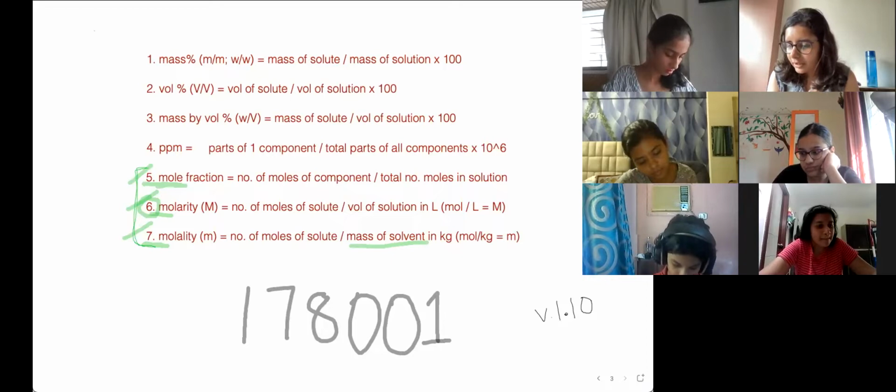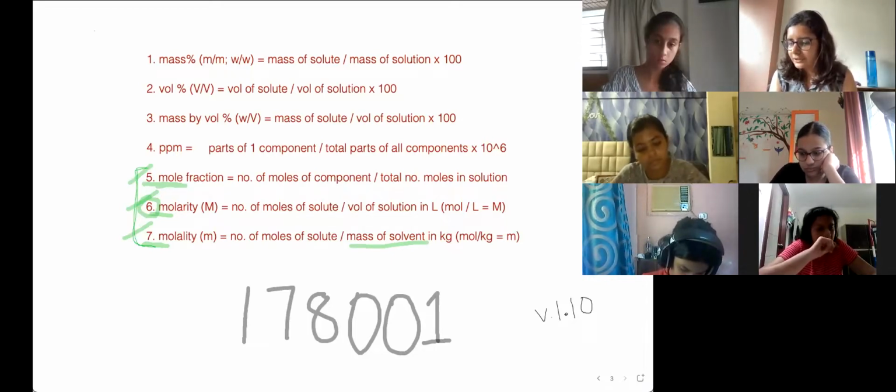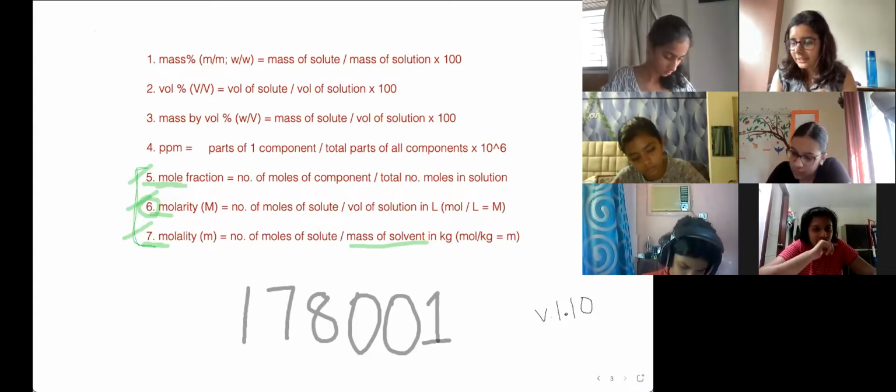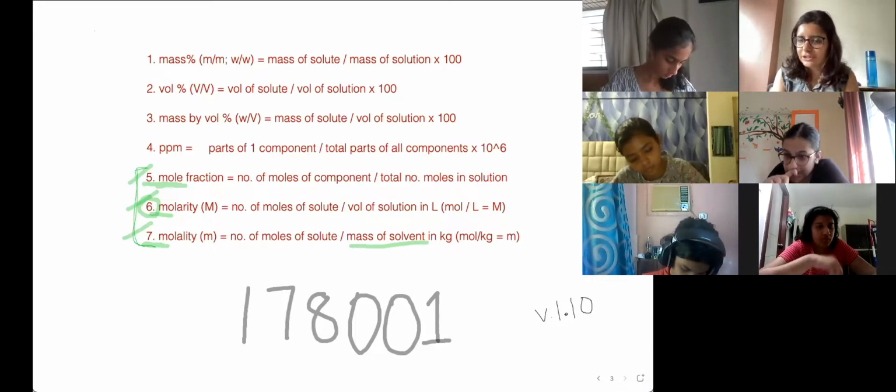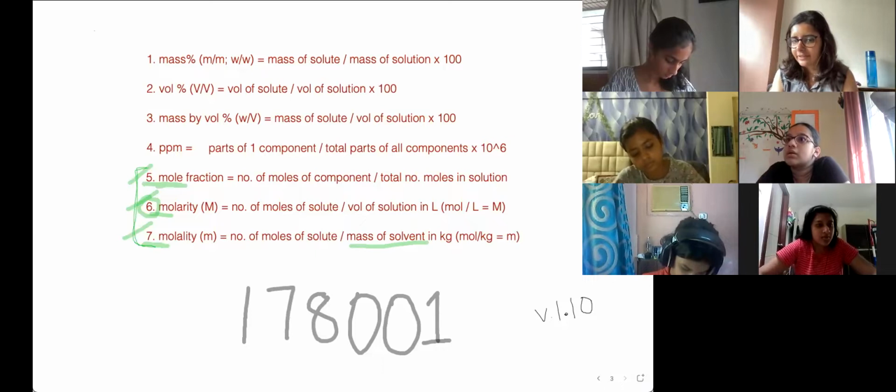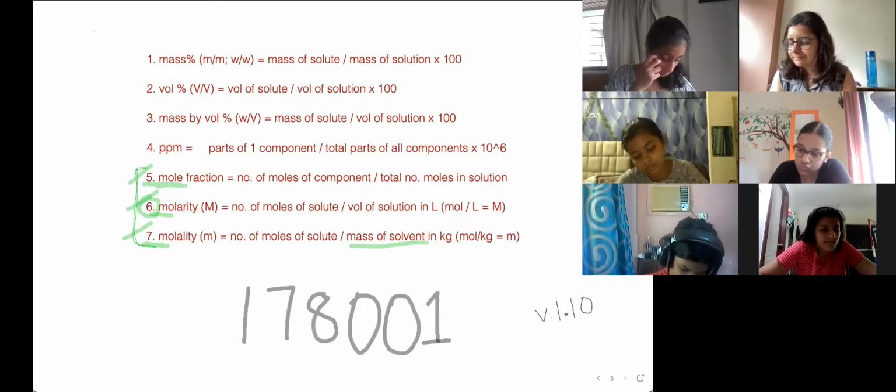Okay. If 0.1 M of silver nitrate and 0.1 M of sodium chloride solution are mixed in the same volume. Same volume matlab if I take 100 ml of the first one, I'm taking 100 ml of the second one. If I take 1 liter of the first one, 1 liter of the second one, that way. Then what will be the concentration of nitrate ions?